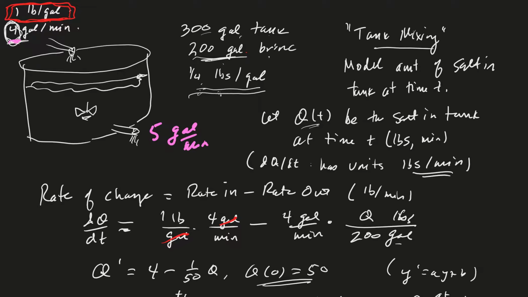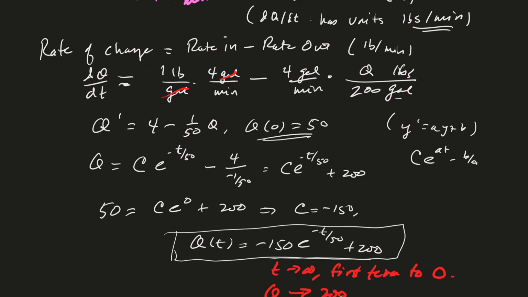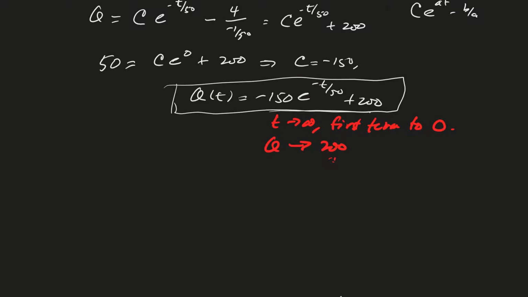Well, for one thing, you'll notice that if it's going out at 5 and coming in at 4, we're losing 1 gallon per minute, right? So how many gallons are in the tank at time t? Let's make a note over here. The incoming is at 4 gallons per minute. Outgoing is 5 gallons per minute. So we lose 1 gallon per minute.